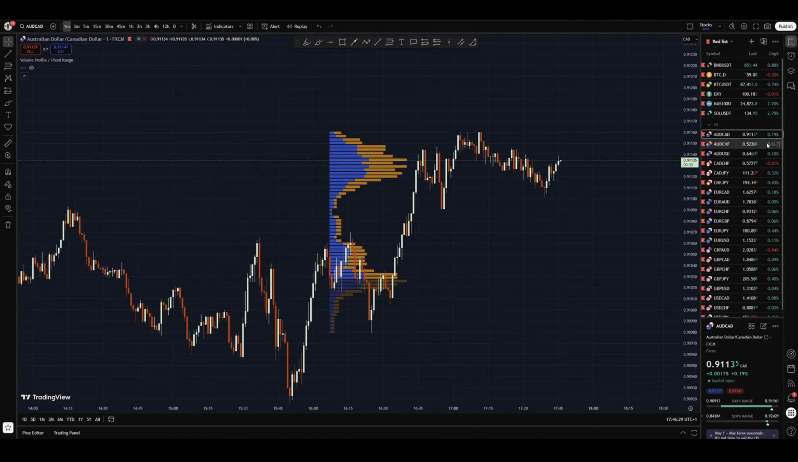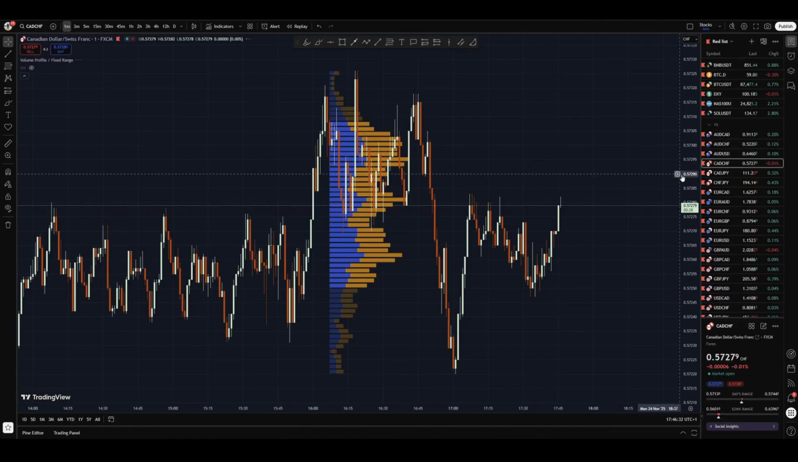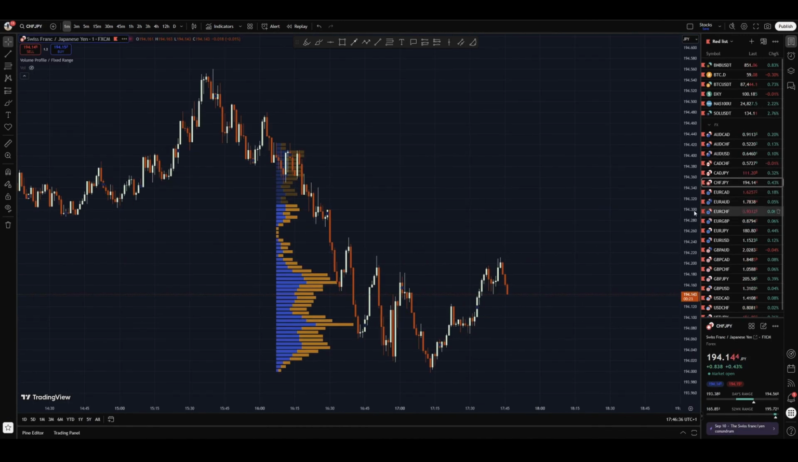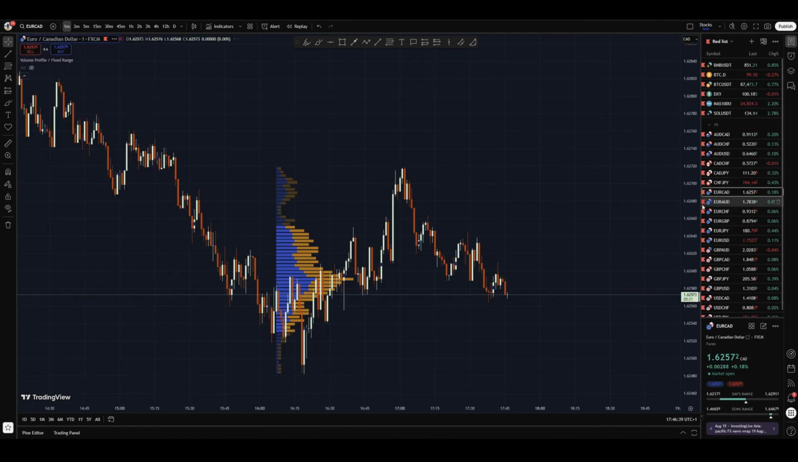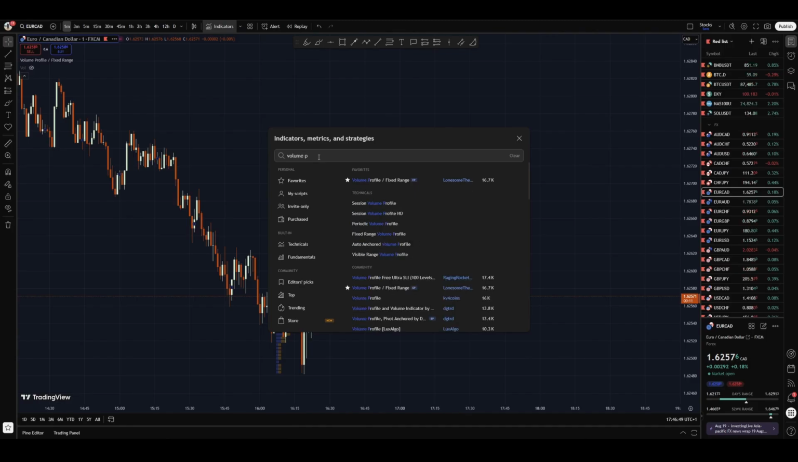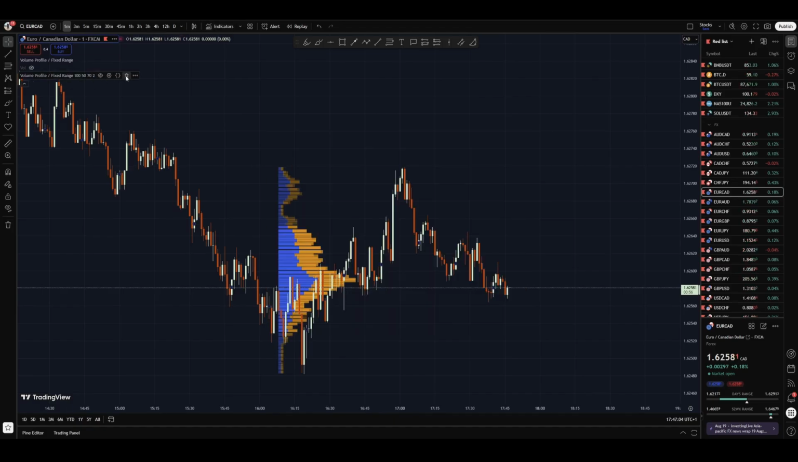Look, here will be the most simple strategy where everything will be immediately clear, but we'll have very few entry points. However, we'll close almost 90% of trades in profit. To make sure everything works perfectly, you need to type volume profile in the search here, and then right here we have volume profile fixed range. We add this indicator to the chart, and now we need to tweak it a bit.